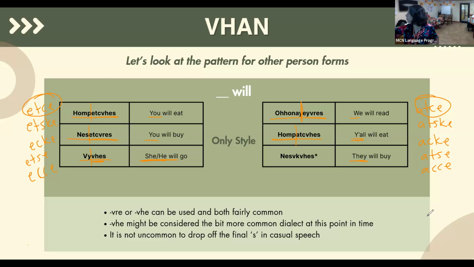And last but not least, we have they will buy. Nisida is to buy. So it becomes ahes. Ahes is they will. But have that asterisk there. If you remember from last class, that's because some verbs have a special form for multiple. So nisida and hombida, for example, don't. So we have to add that uk before ahes to show they. They will buy or they will eat.